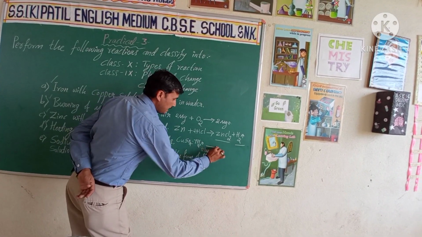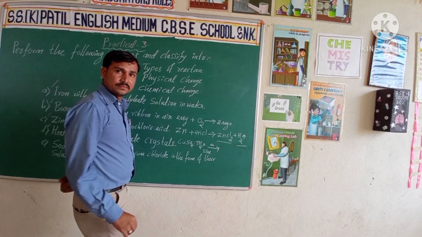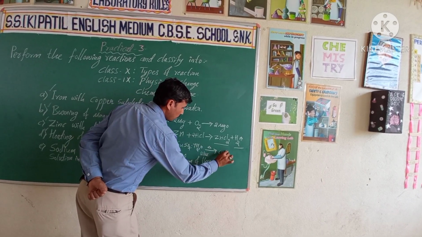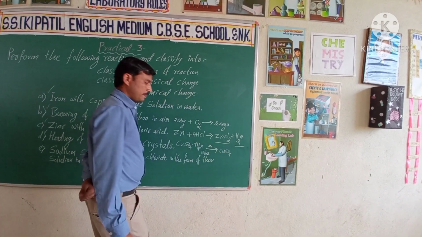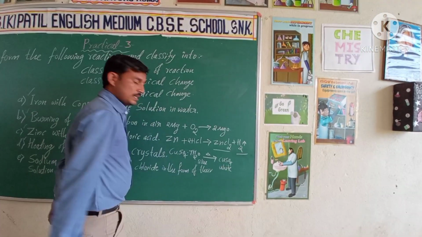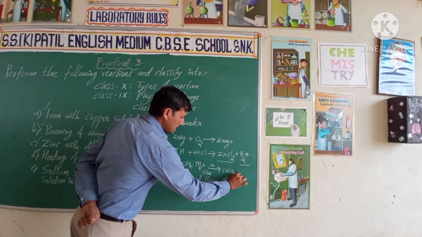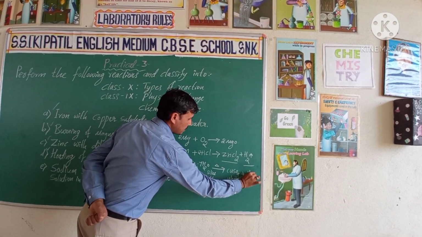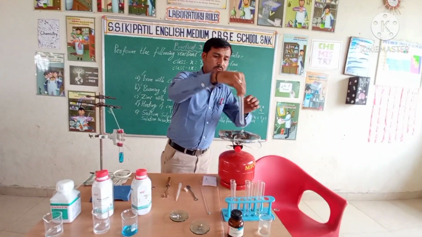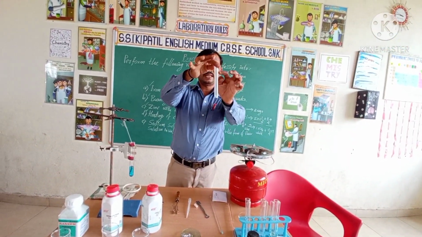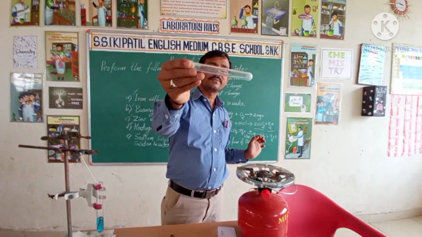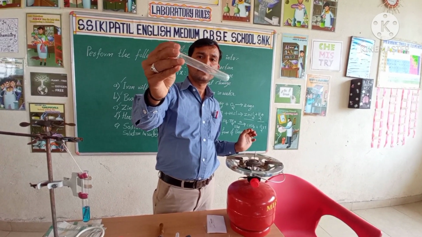When you supply heat to this, the blue copper sulphate turns into white crystals, along with releasing water molecules separately. Here, in the mouth of this test tube, you can see the collected water droplets. This is the white powder now. See, clear white powder is there. Can you see this? Yes.